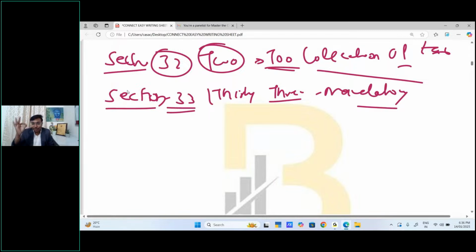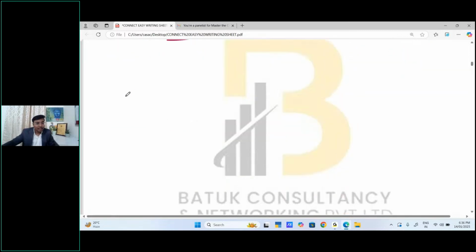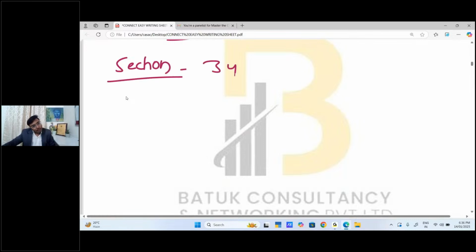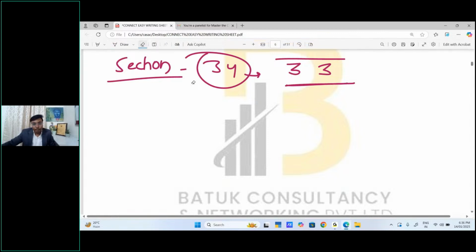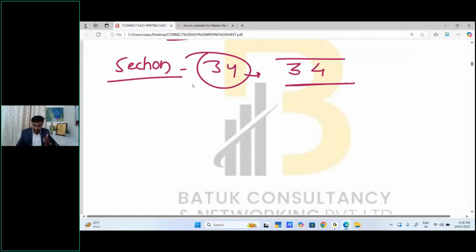Section 31 invoicing done. Section 34, just look at the numbers 3 and 4. Some sections are completely based on number techniques, multiple sections are based on number techniques as well. In tomorrow's session 60% sections will be based on number techniques. Just look at section 34. 3 and 4. 3 is on a lower side, 4 is on a higher side.